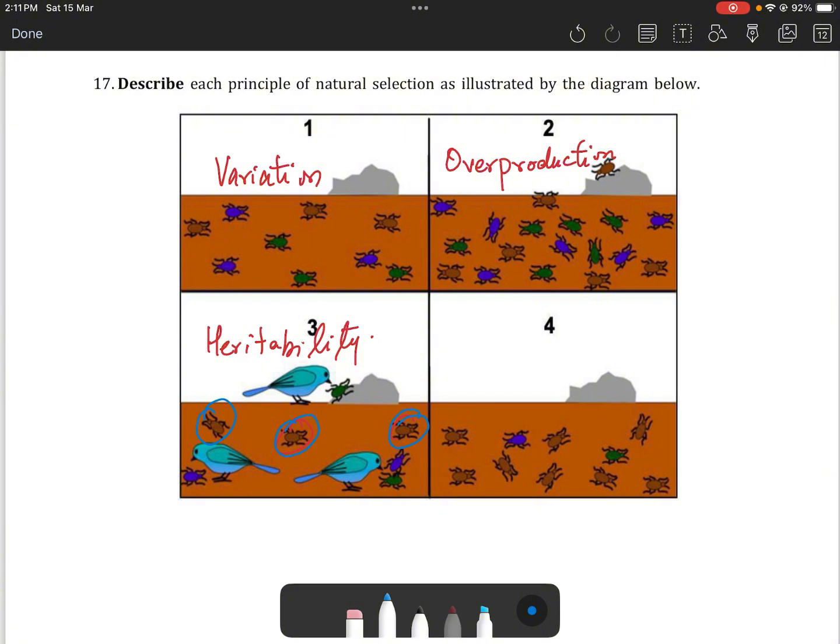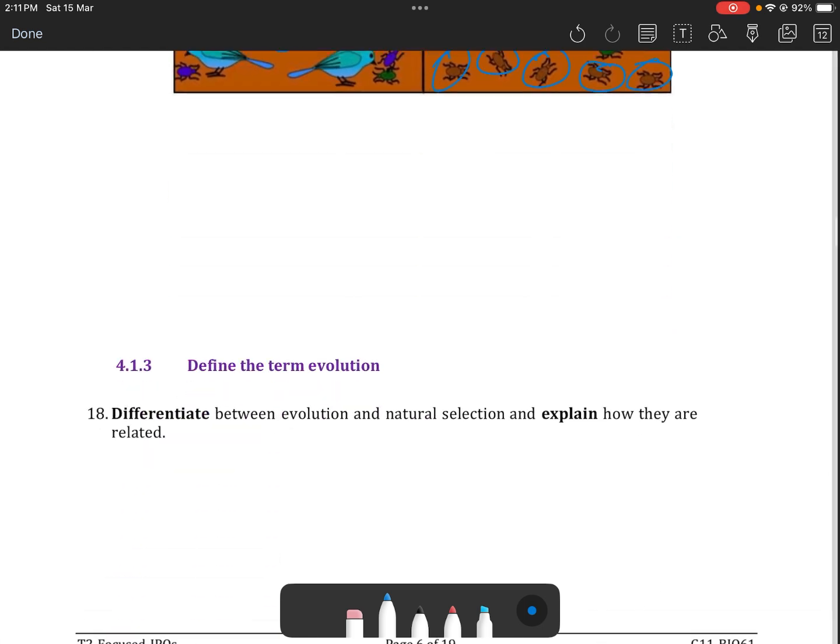Now, in the last part, this is reproductive advantage. So all those who survive, they will reproduce and they will adapt and their number will increase. And you can see now the red is a lot. So they are increasing a lot.